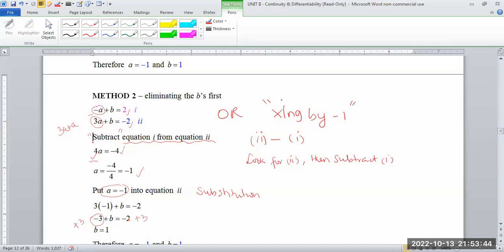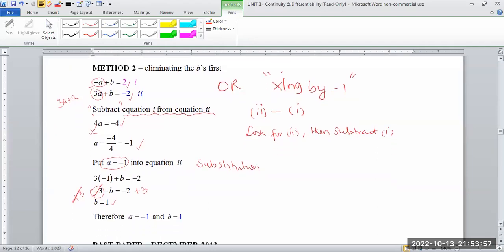So I'm going to add 3 to both sides. When I add 3 to both sides, this and this cancel, and I'm going to have -2 plus 3 equals 1. So b is going to be equal to 1. So a is equal to -1, and b is equal to +1.